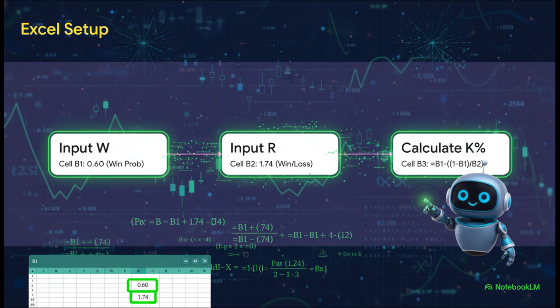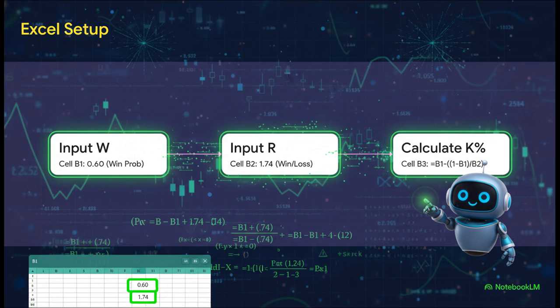Open up a completely blank spreadsheet. Step 1. We dedicate a cell for your win probability. Let's use cell B1. You literally just type in 0.60. Step 2. Directly below that, in cell B2, input your win-to-loss ratio. Type in 1.74. Got it. W is sitting comfortably in B1, R is sitting in B2. What is the exact string I need to type for step 3?